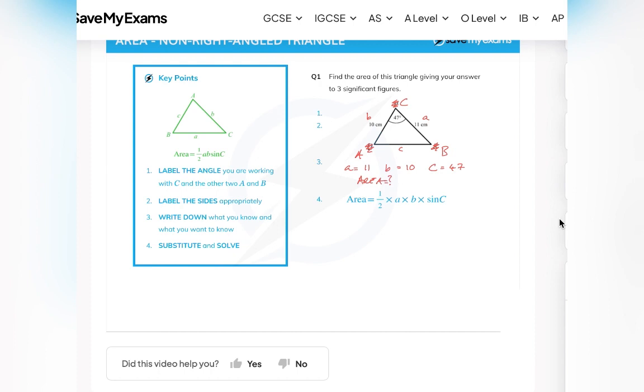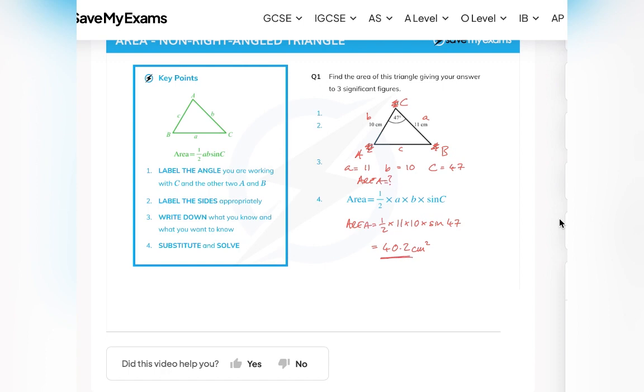So we can now stick that into the formula. Now always write down the formula you're using. If you don't and you make a mistake, the examiner won't be able to give you credit. If you do and you're making a mistake, you will get some credit. So area is what we're trying to find, and that's equal to, and we simply stick in the numbers. 1/2 times 11 times 10 times sine 47. And you can just put that in your calculator and press equals, and you should get 40.2 square centimetres.